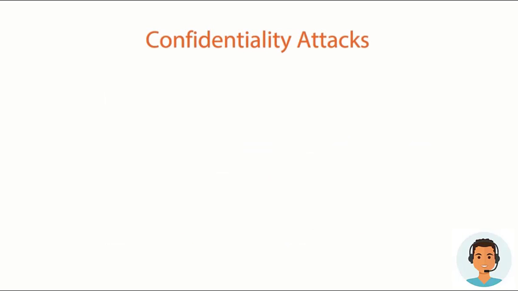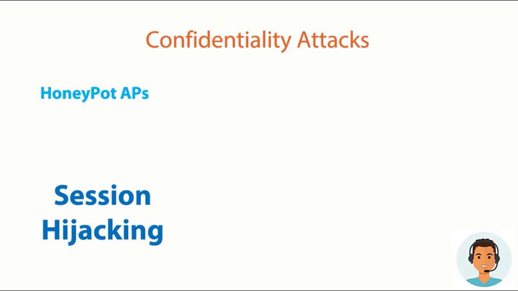As far as confidentiality attacks are concerned, Wi-Fi opens us up to several of these. One of them being obviously honeypot APs. This is simply where an access point SSID is set up to be the same as a legitimate access point. There's also session hijacking. This is again very similar to what we see with the wired network, but it's where we manipulate the network so that the attacker's host appears to be the desired destination.